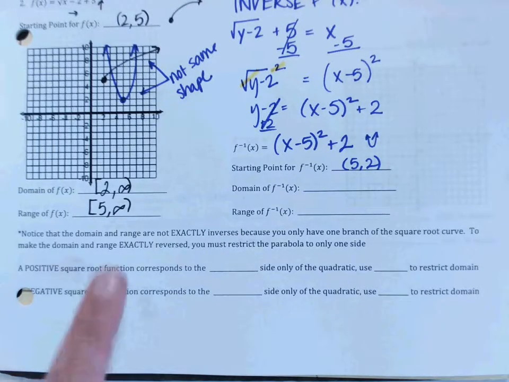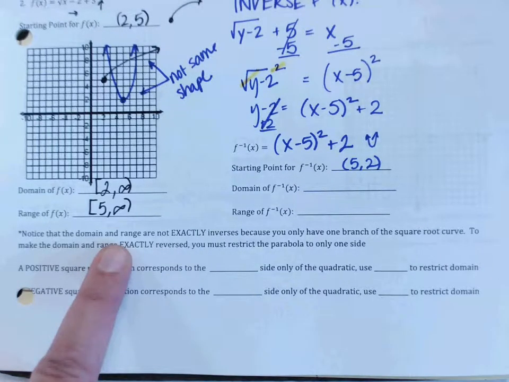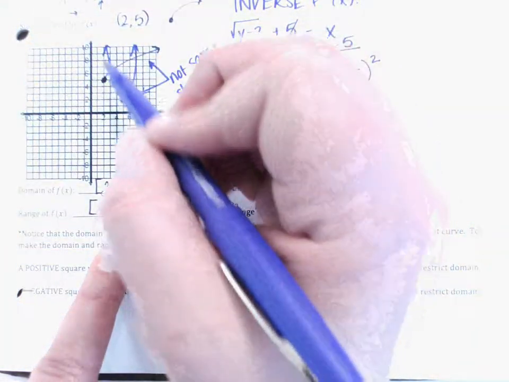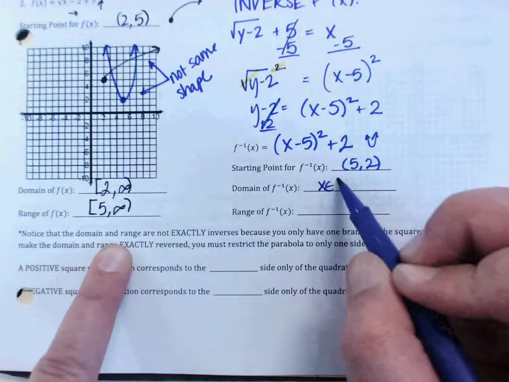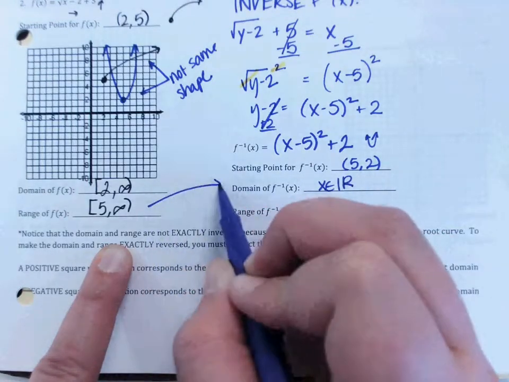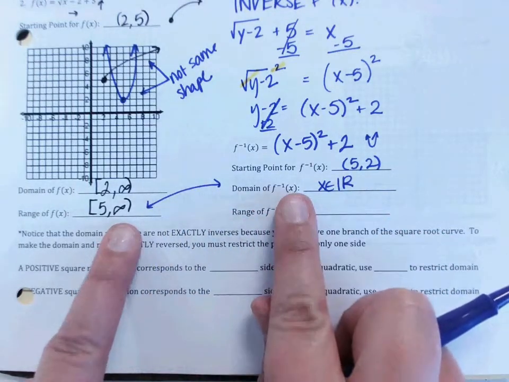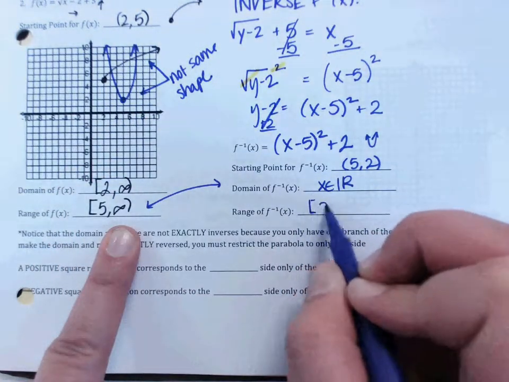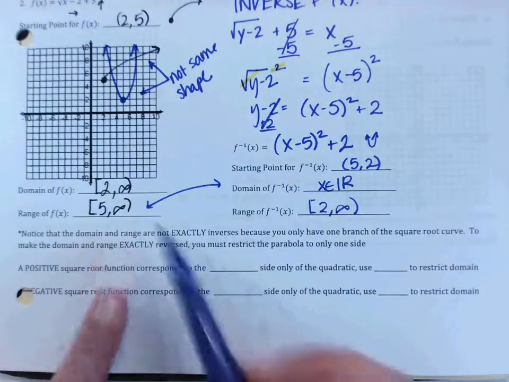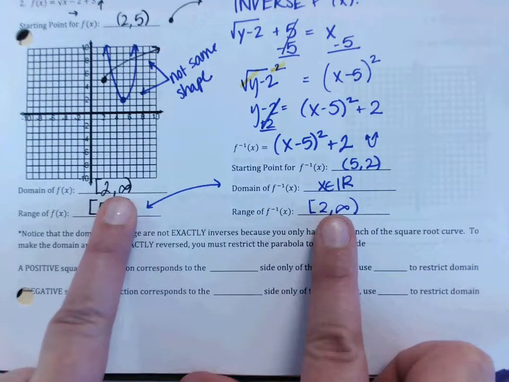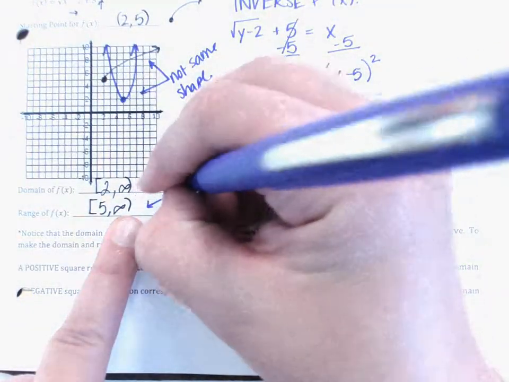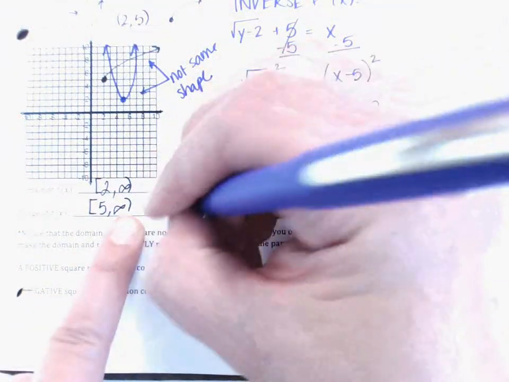So, come down here to this little star. It says, notice that the domain and range are not exactly the same. What is the domain of my u shape? All real numbers. And remember that these are supposed to match each other. And then the range of that would be from 2 until infinity. So my domain and range here and here are fine, but these are messed up. Not the same, and they're supposed to be.